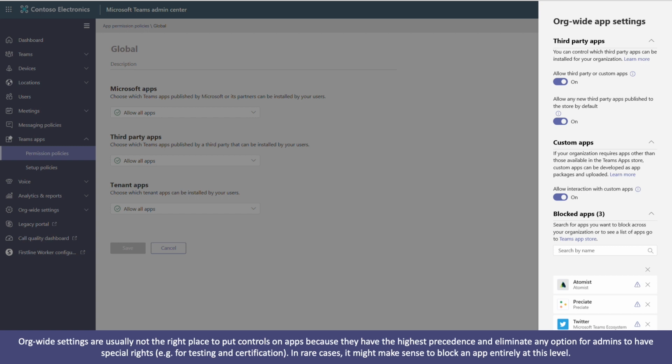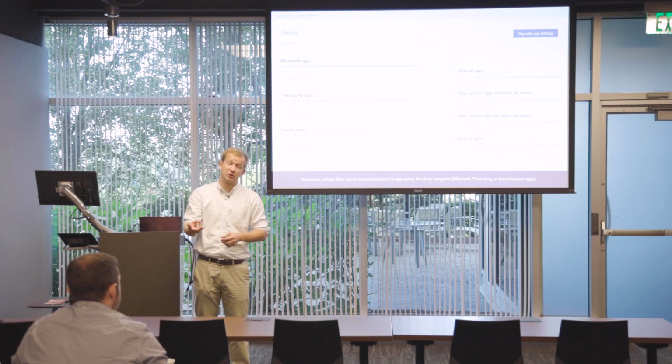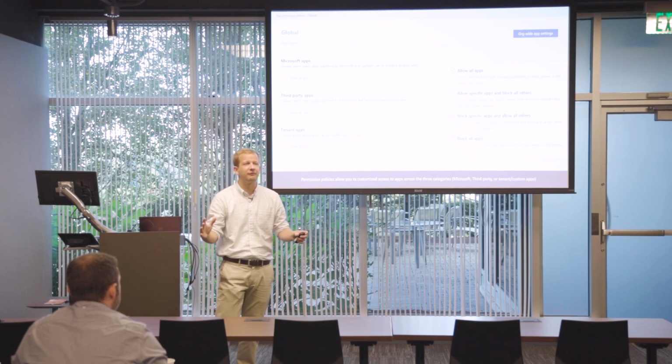Are there some org-wide settings if you want to block things or allow things for the entire organization? And then going one level deeper, there's actually the ability to block or allow specific apps, whether those are Microsoft apps, third-party apps, or your own custom apps, down to the individual. So this isn't just applying it to everyone, which was the org settings. This is groups, business units, or individuals can have specific permissions.